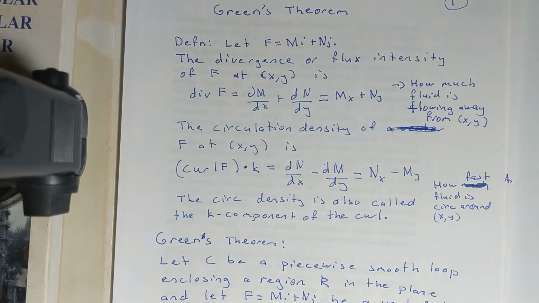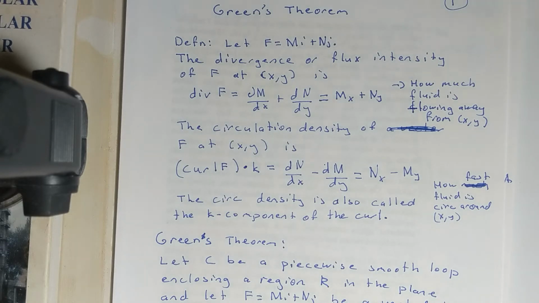Now the divergence or the flux intensity of F at the point (x, y), we're going to abbreviate it as div F, okay? That's dM/dx plus dN/dy. In other words, it's M sub x plus N sub y. Now what that measures is basically how much fluid is flowing away from the point (x, y). Okay, that's a measure of how much stuff is going away from (x, y).